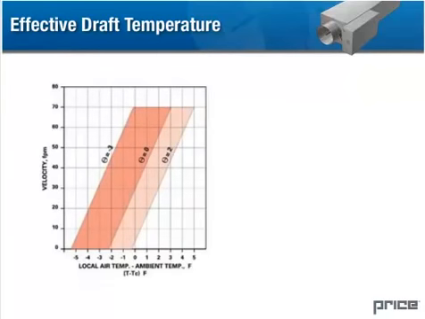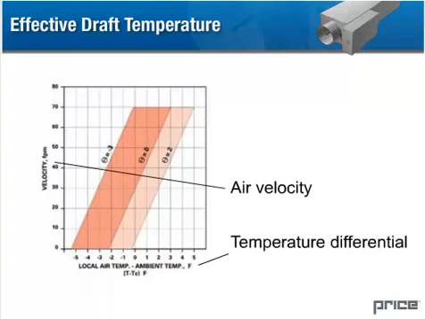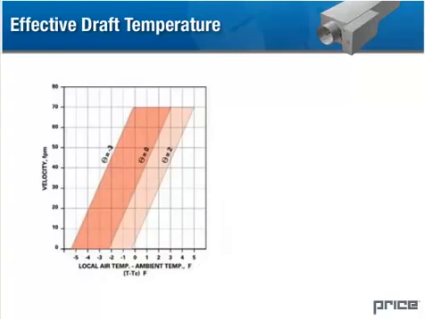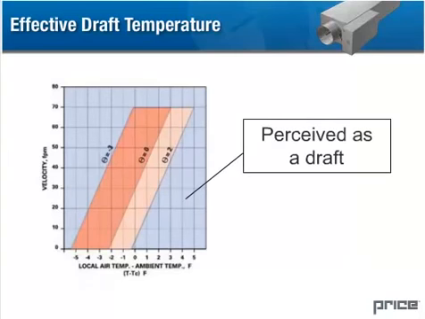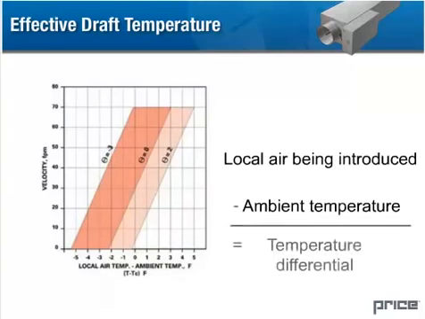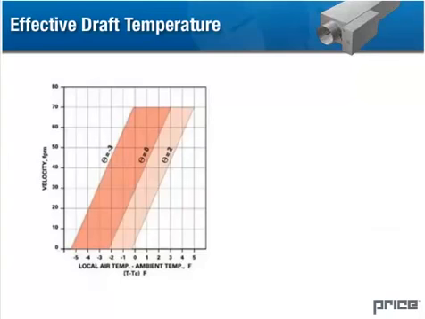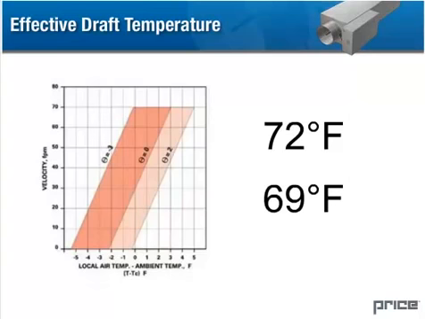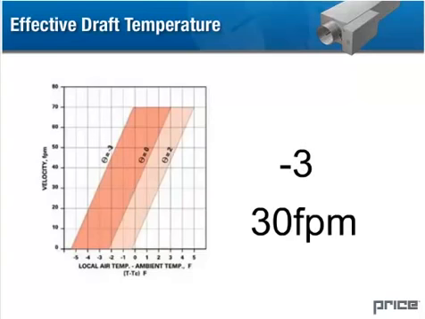This chart shows the relationship between temperature differential and air velocity in the occupied zone. Any combination of temperature and velocity which falls outside the shaded area would be perceived as a draft. Note that the temperature values given are the difference between the local air temperature and the ambient air temperature in the occupied zone. For instance, in a room with an ambient temperature of 72 degrees Fahrenheit, we could encounter 69-degree air in the occupied zone at 30 feet per minute, and it would not be perceived as a draft.